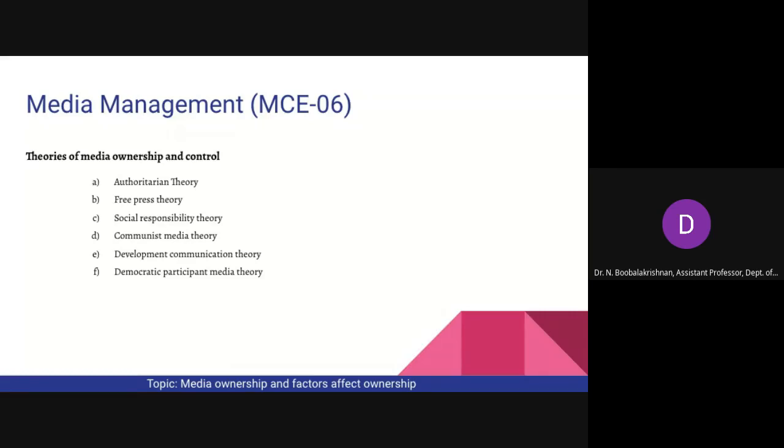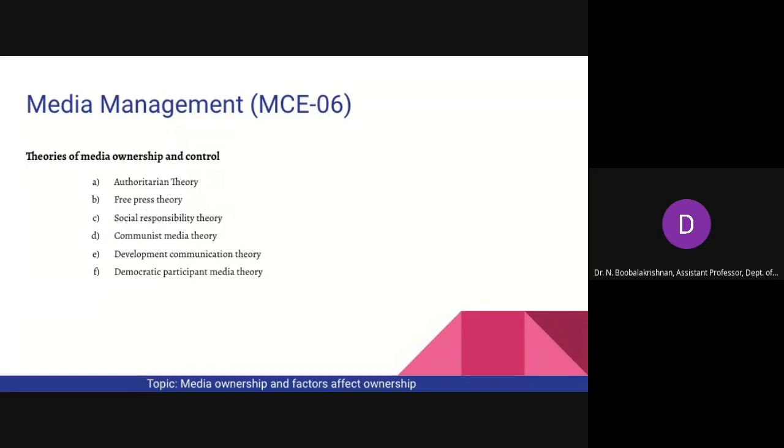First we will understand the normative theories. There are four normative theories, and later Denis McQuail added two more theories to the existing set of four: the authoritarian theory, free press theory, social responsibility theory, communist media theory, development communication theory, and democratic participant media theory. These theories also will have a view or control over media ownership and control. Now we will see the theories in brief, which will help to understand what affects the ownership patterns of media in different countries in different ways.